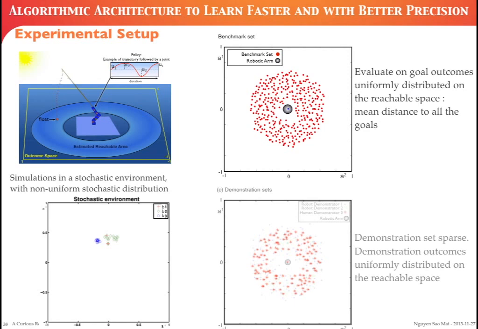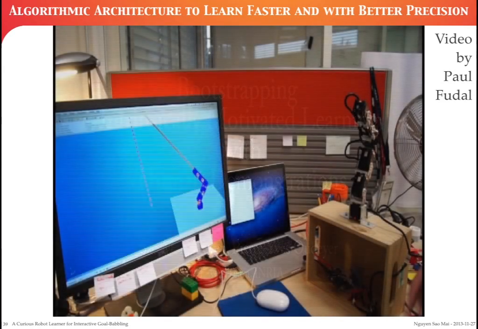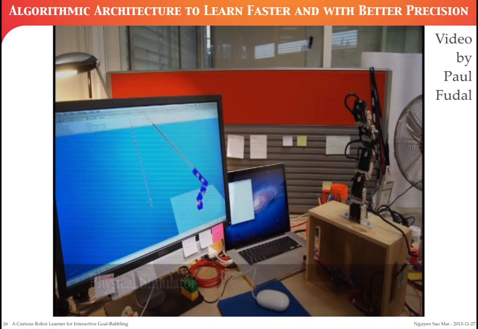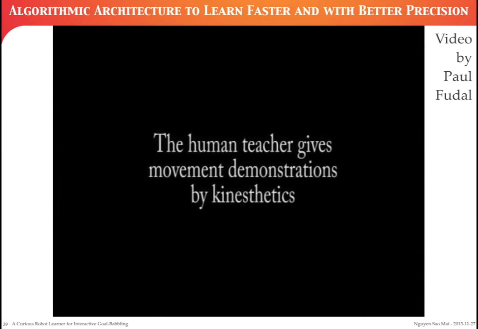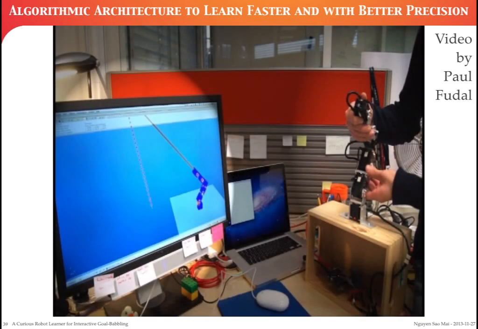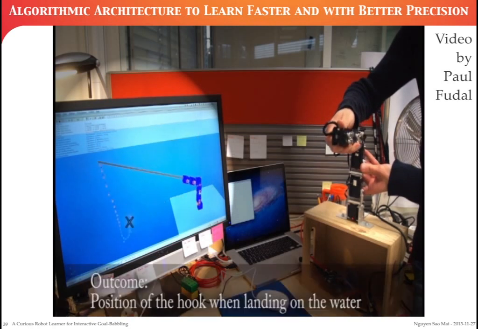We also have a human who demonstrates how to reach all of those points. So the demonstration set is sparse and is meant to be somehow uniformly distributed on the virtual space. The demonstrations were given by kinesthetic, so you have the simulation environment and the real robot here. And so a human person can use the robot to control what is going on in this simulator, and then see which outcome is reached by the policy that was demonstrated.